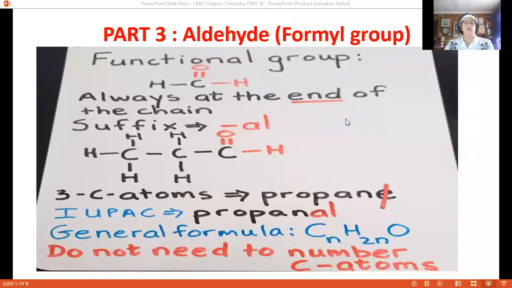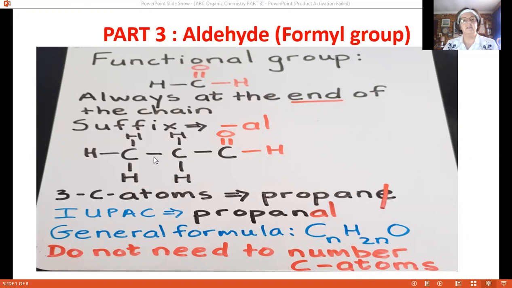In part 3, we're going to look at the aldehydes. That's part of the carbonyl group: the aldehydes and then the ketones. The functional group of the aldehydes is where we get a double bond of oxygen at the carbon atom. It is always at the end of the chain, so the suffix is -al. The functional group, as we just said, is a double bond oxygen and an H at the carbon atom, and it will always have the suffix -al.